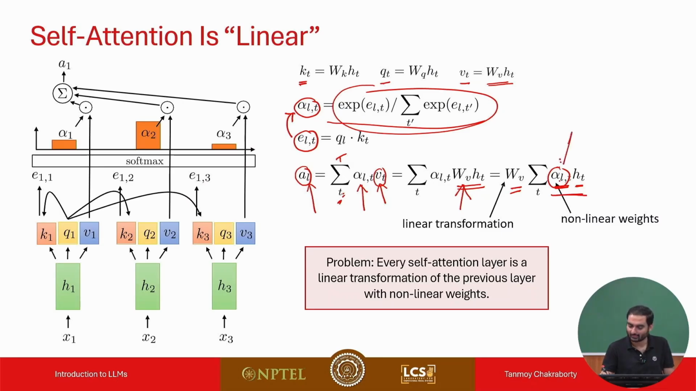Okay, this weight is coming through a non-linear process, but ultimately this is a linear operation. This is linear in the hidden states, right? This multiplication is again a linear projection. So self-attention is linear.